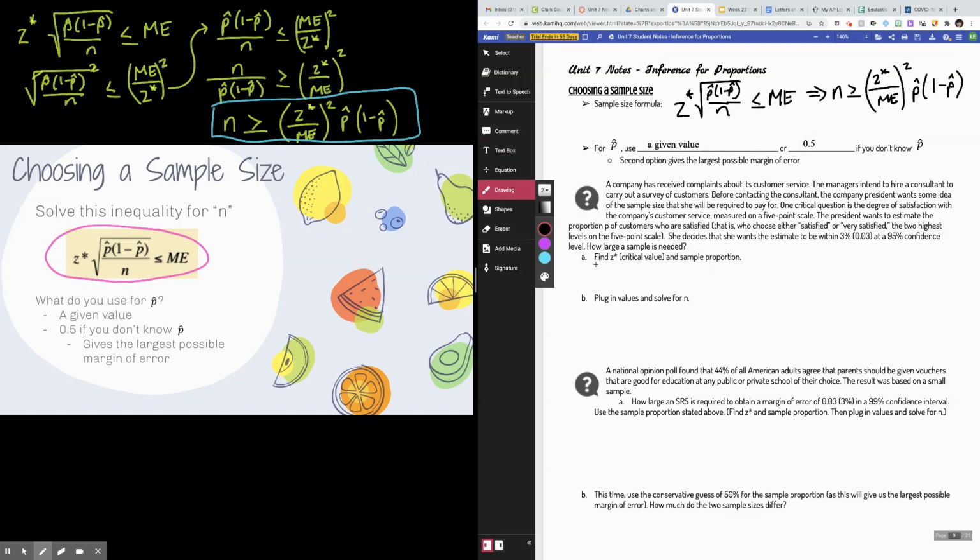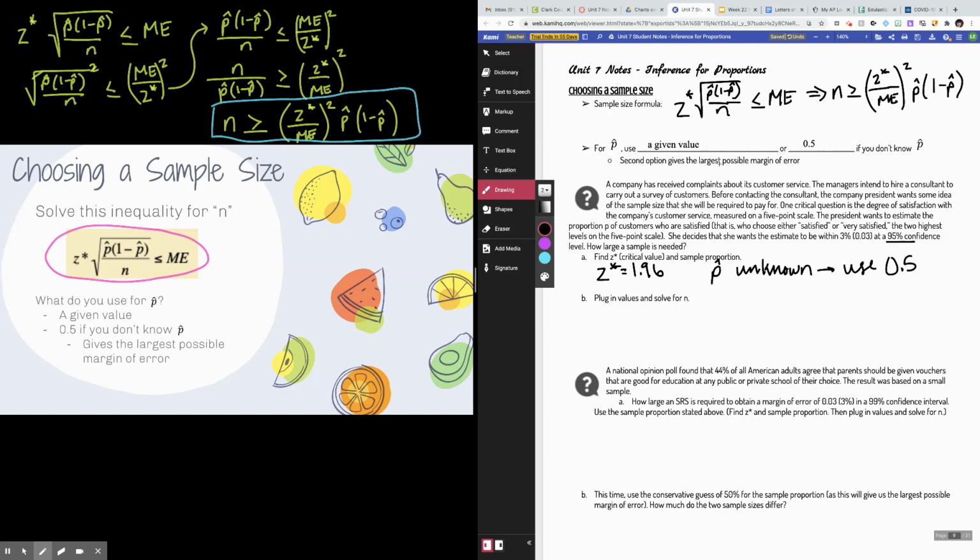Okay, so the first thing I told you to do is find z star and your sample proportion. My 95% confidence means my z star is, again, 1.96. And then my sample proportion, they gave me nothing. They did not give me a sample proportion. So p hat is unknown. So that means I'm going to use 0.5.